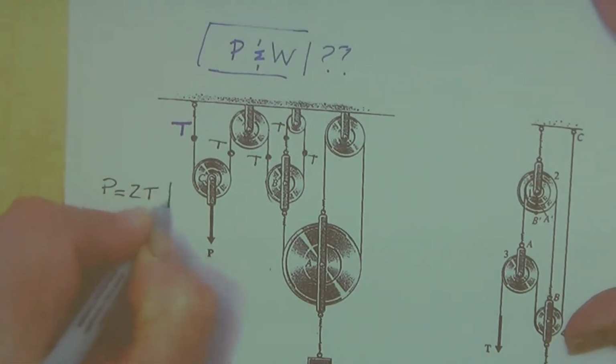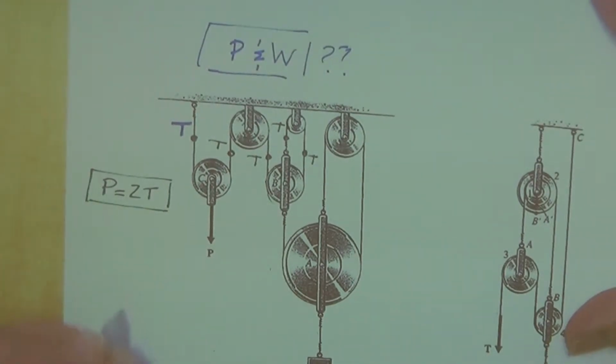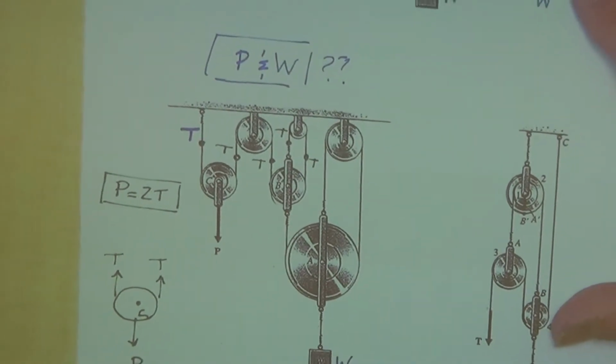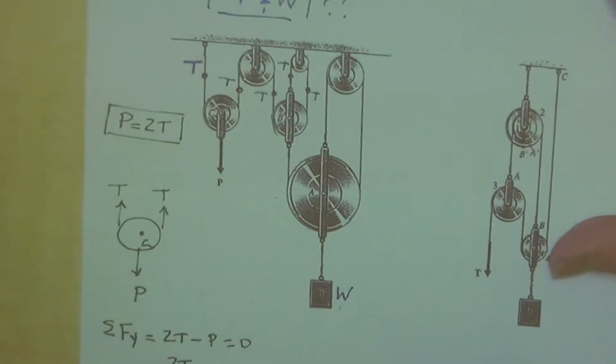T is equal to 2T, right? Yes. Because if I had taken that C pulley, I have P here, and I have T here, and T here. So I'll write up the full equation. Sum of the forces in the Y equals 2T going up minus P equals 0. 2T equals P.